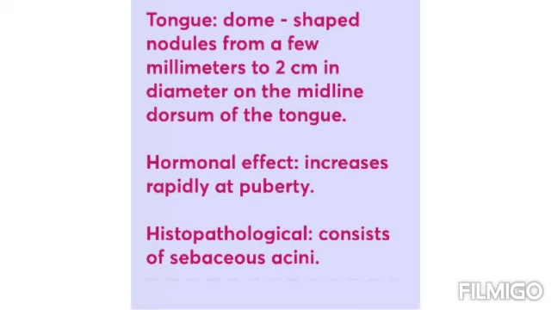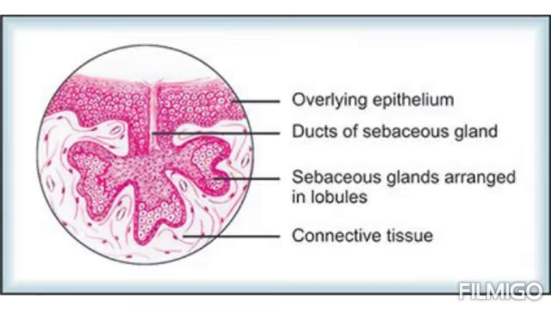On the tongue, it appears as dome-shaped nodules from a few millimeters to 2 cm in diameter on the midline dorsum of the tongue. Regarding hormonal effect, it rapidly increases in number at the time of puberty and continues to increase throughout adult life. Histopathologically, it consists of sebaceous acini. These are the important points.